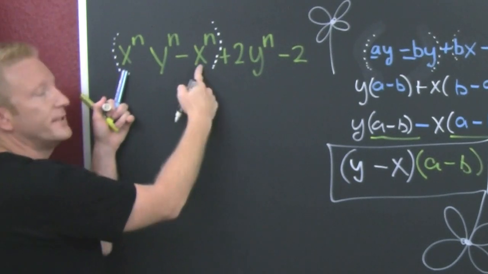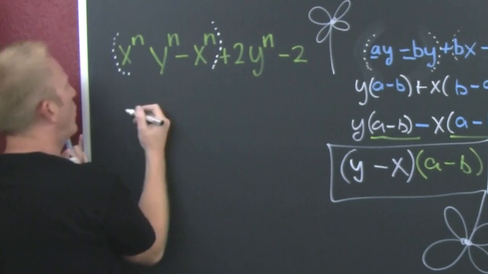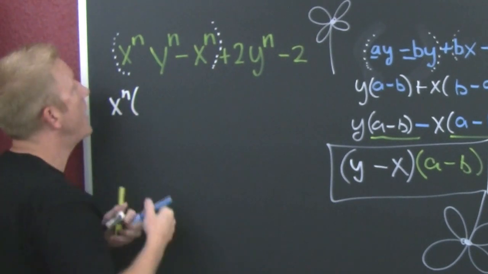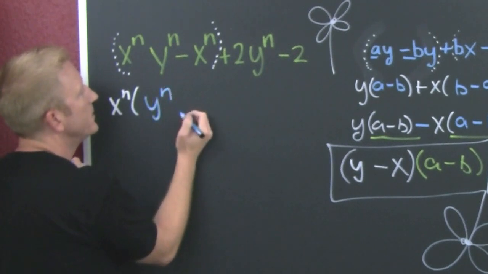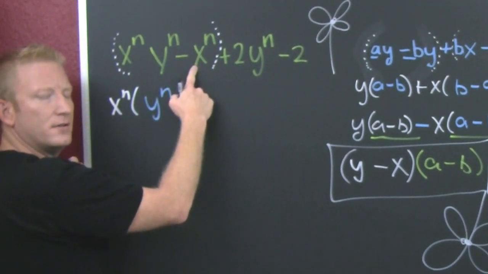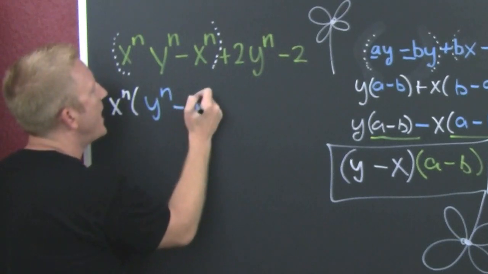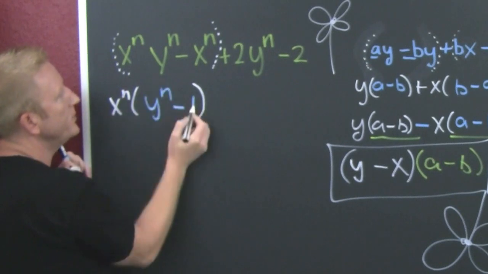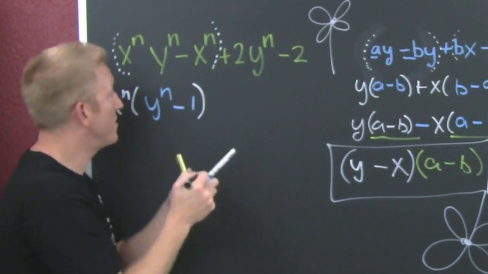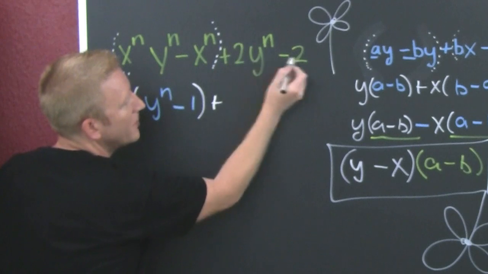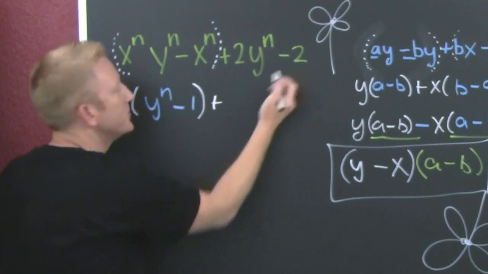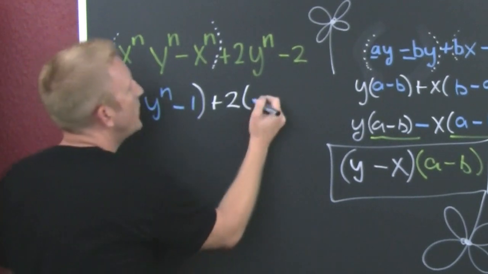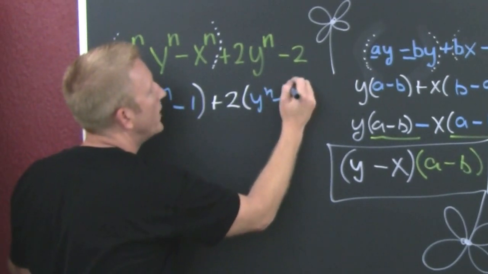What's my common factor? They both have an x to the n. So I pull out that x to the n, and then left over on the inside, I'm going to have a y to the n. What do I put there? That placeholder, that minus 1. Now notice, for the second pair, what am I going to pull out of here? A 2. And then on the inside, you have y to the n minus 1.